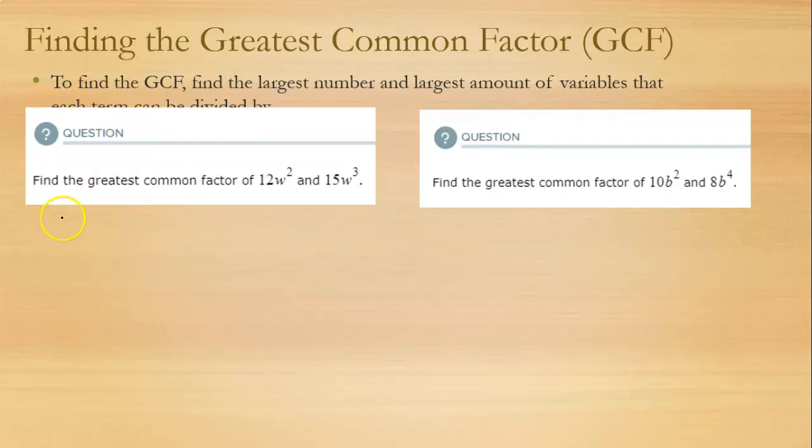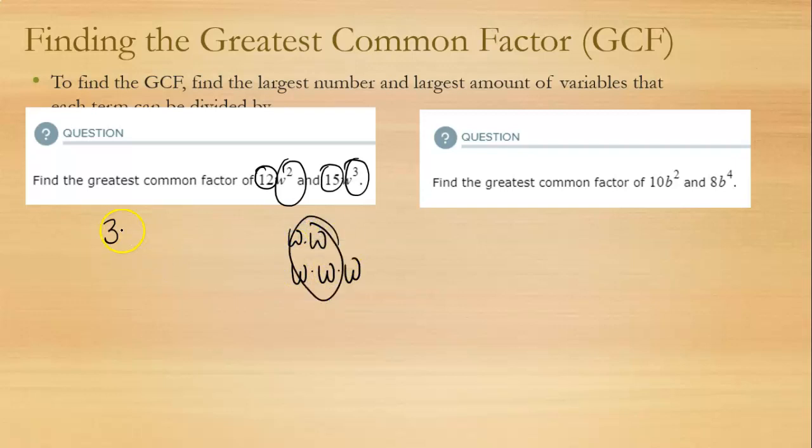Now, let's do some that are a little more difficult. If you don't know your factors of 12 and 15, you'll make your T-chart, but I'm not going to do that every time. The largest number that 12 and 15 can both be divided by is 3. What I want to think about now are my W's. There are 2 W's in the first one and 3 W's in the second one. The largest amount that I could take out of both is 2, so the GCF is 3W squared. You pause the video and try this one on your own.